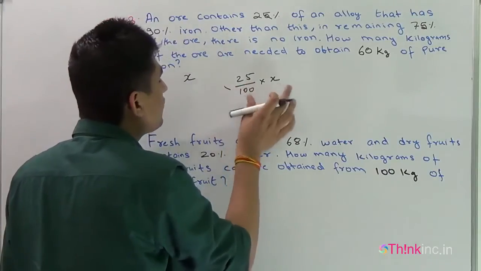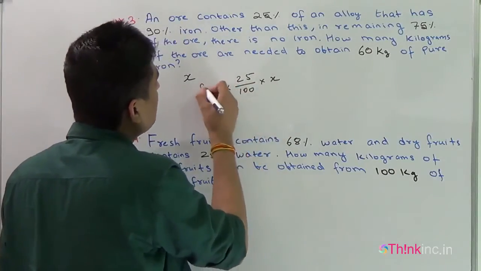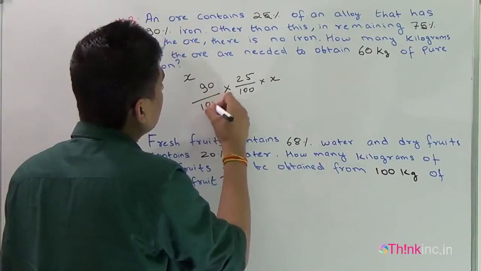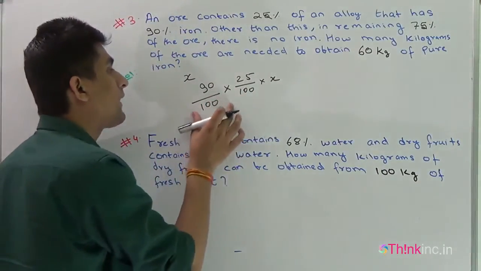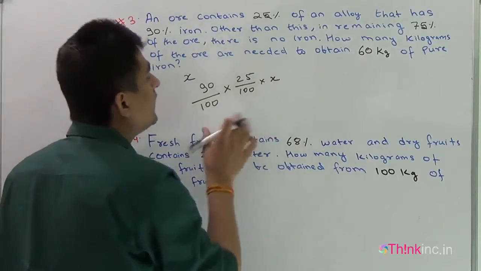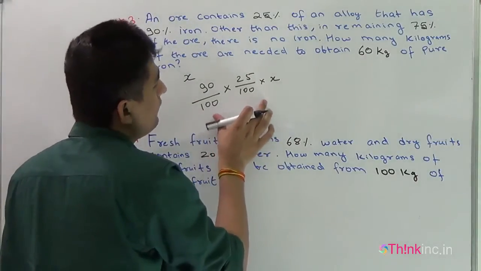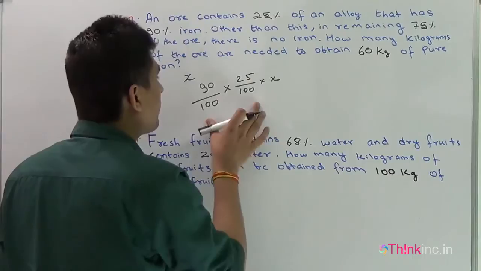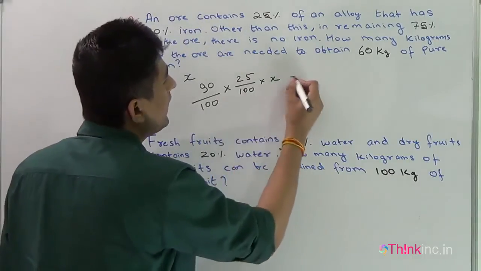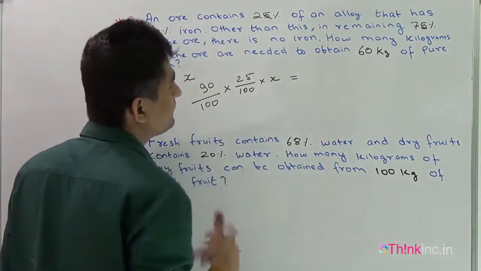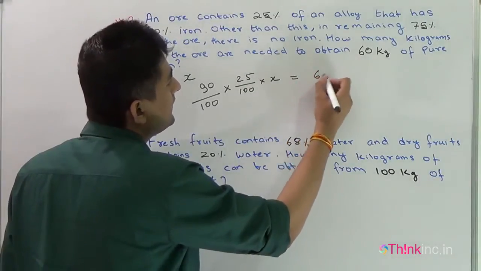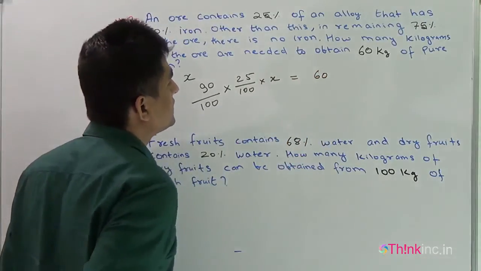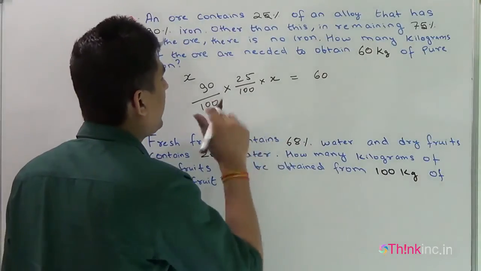So I'll find 90% of this quantity, which is denoted by 90 by 100 into 25 by 100 into x. This is the amount of iron which is present in the ore. And we know that the quantity of iron is 60 kg. So I equate it with 60 and find the value of x.